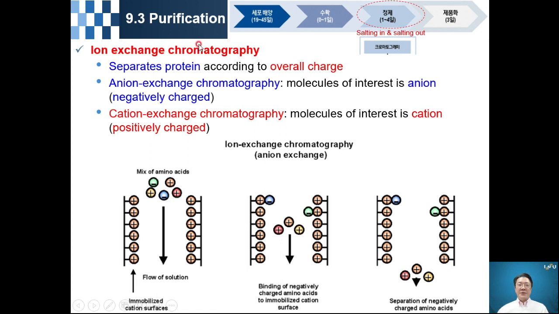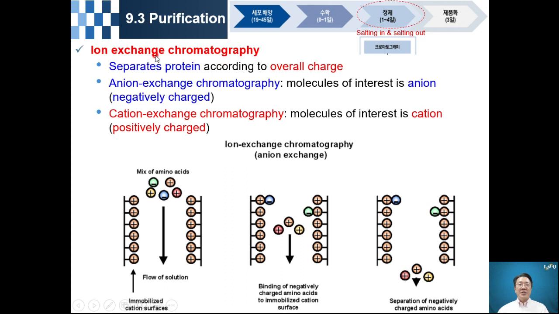So chromatography is a very important step in purification. If you go to Celltrion or Samsung Biologics, all of you will go to the purification group. So you will do chromatography. Every day you will do chromatography. Okay. So in this slide I will explain ion exchange chromatography first.